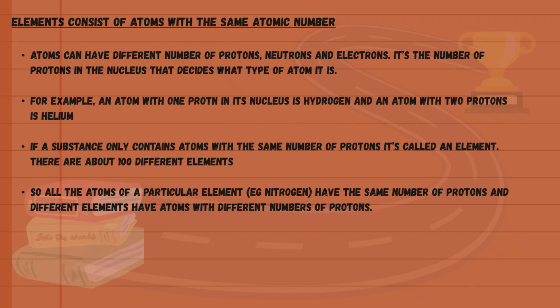There are about 100 different elements. So all the atoms of a particular element, for example nitrogen, have the same number of protons, and different elements have atoms with different numbers of protons.